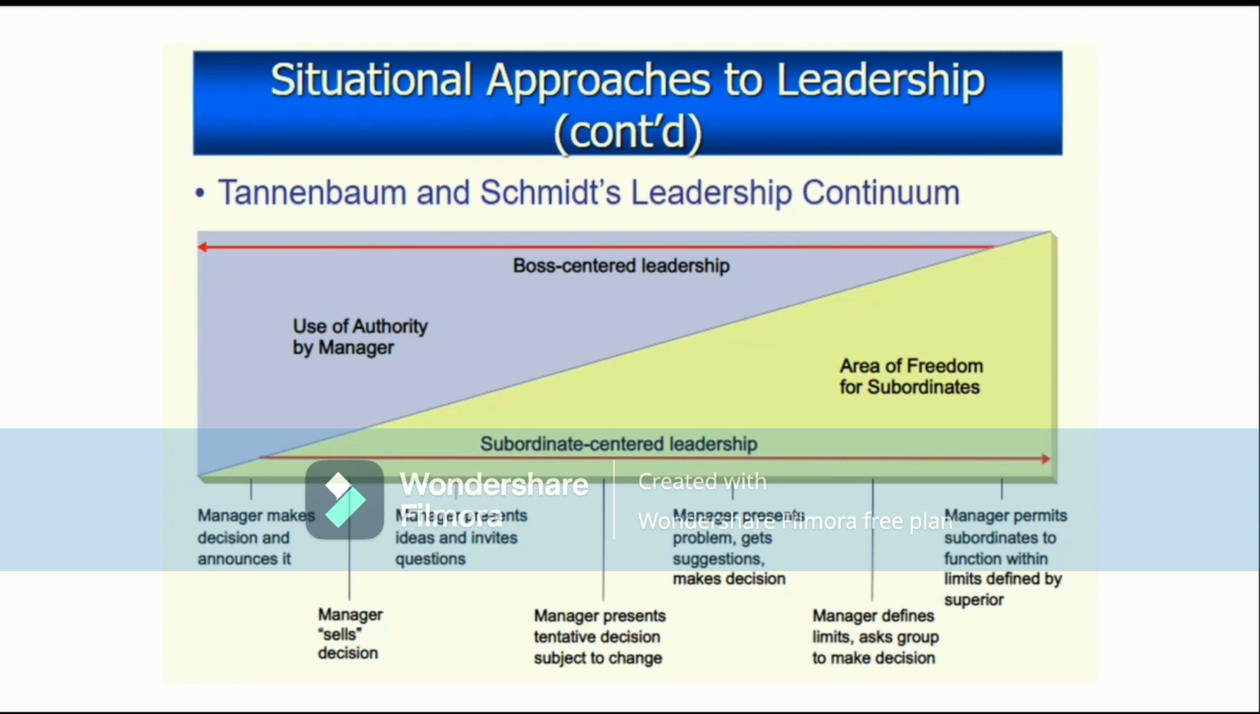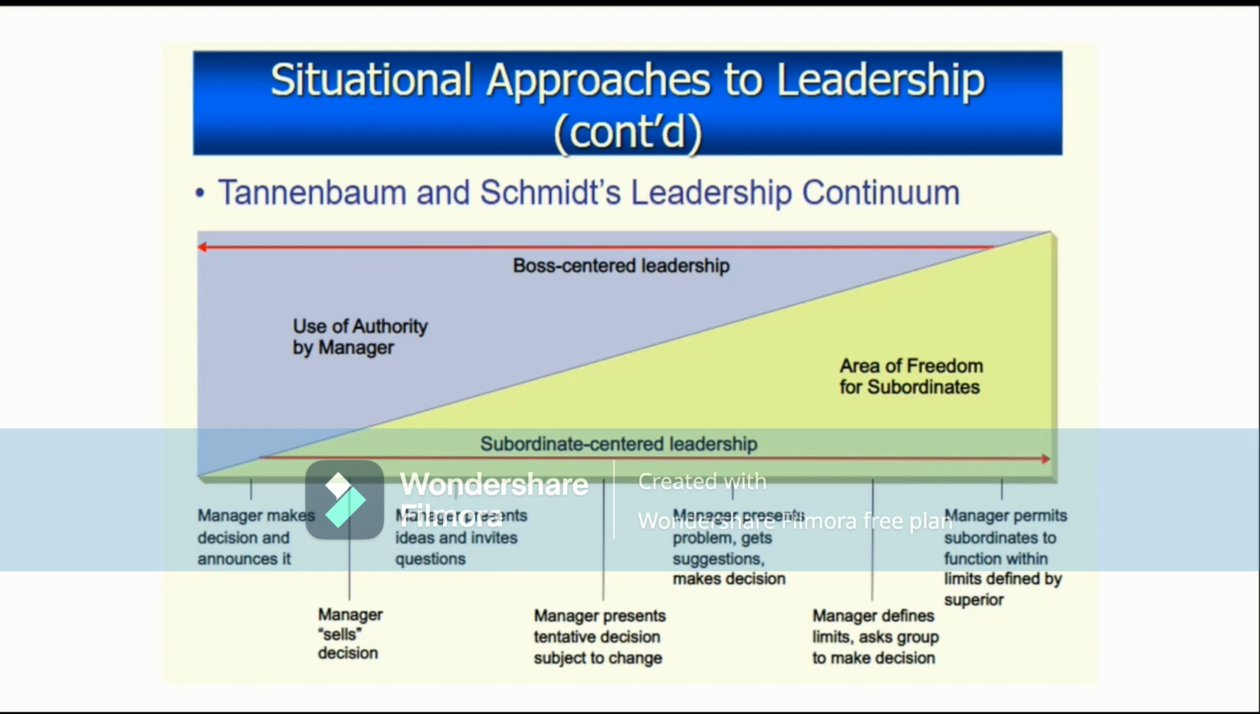And this is the situational model. This is the model of situational approach to leadership. So have a look at this. This is the boss-centered leadership. I'm moving my cursor. I hope you can see that. It's the boss-centered leadership, use of authority by manager. The one in the blue color and the one in the light green shade are the areas of freedom for subordinates and subordinate-centered leadership. Okay?